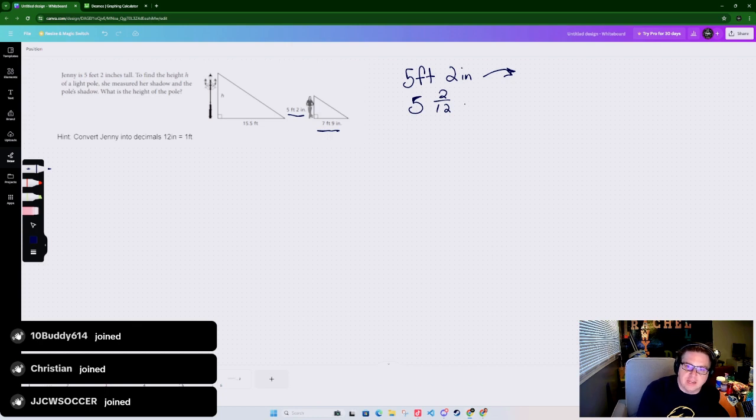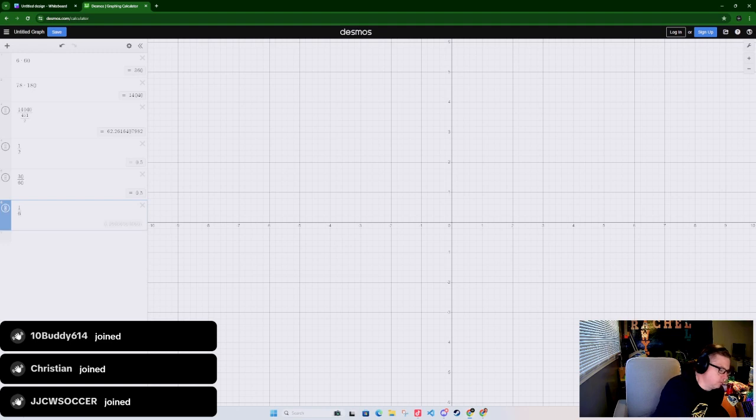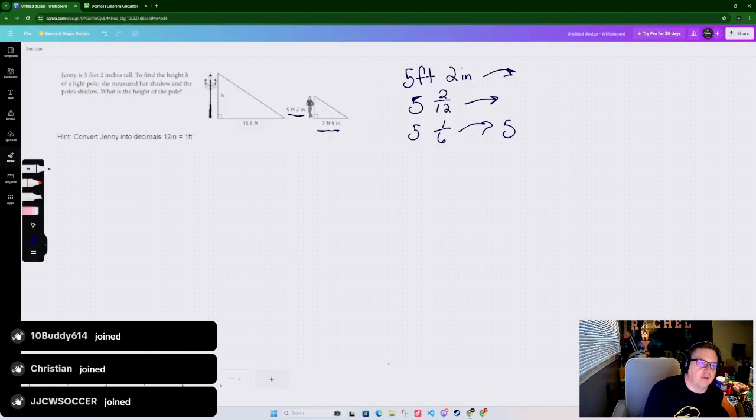So to make this a decimal, we're going to do 2 over 12. And if you know fractions, we can divide the top and bottom by 2, and that's going to give us 1/6, which is great. But really, we're looking for 1 divided by 6, which is 0.1, and I'm going to say 0.17. So this is going to be 5.17 as my height of Jenny.